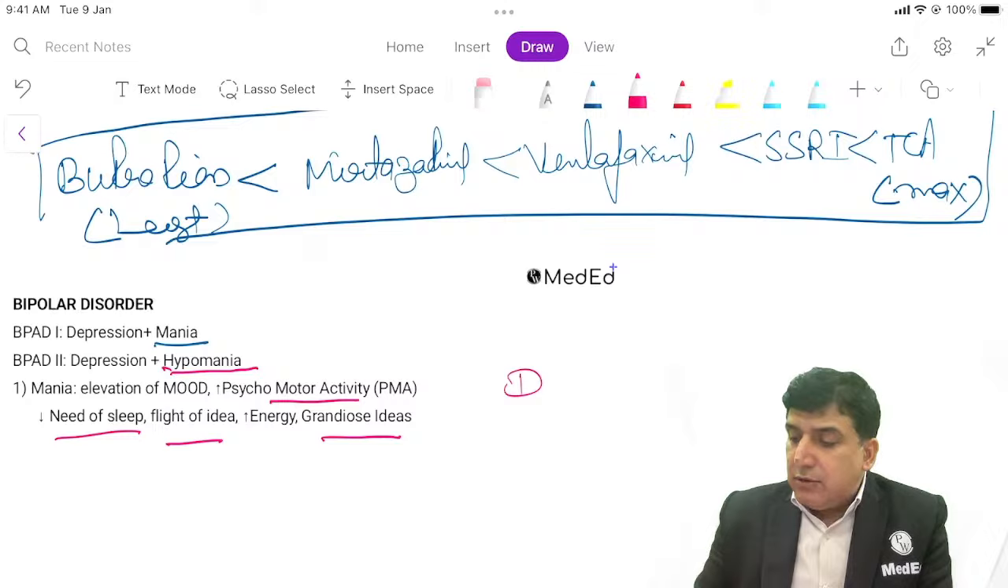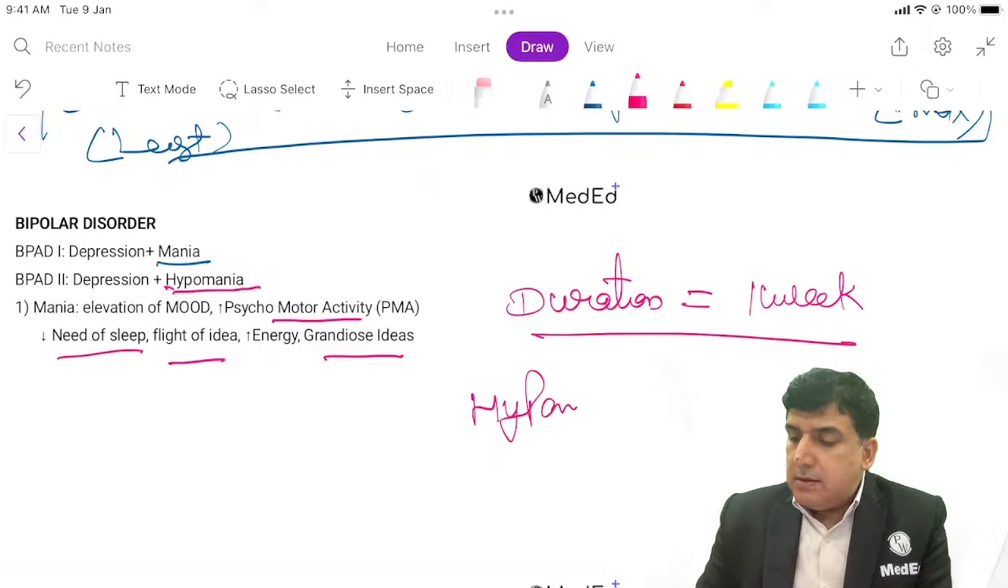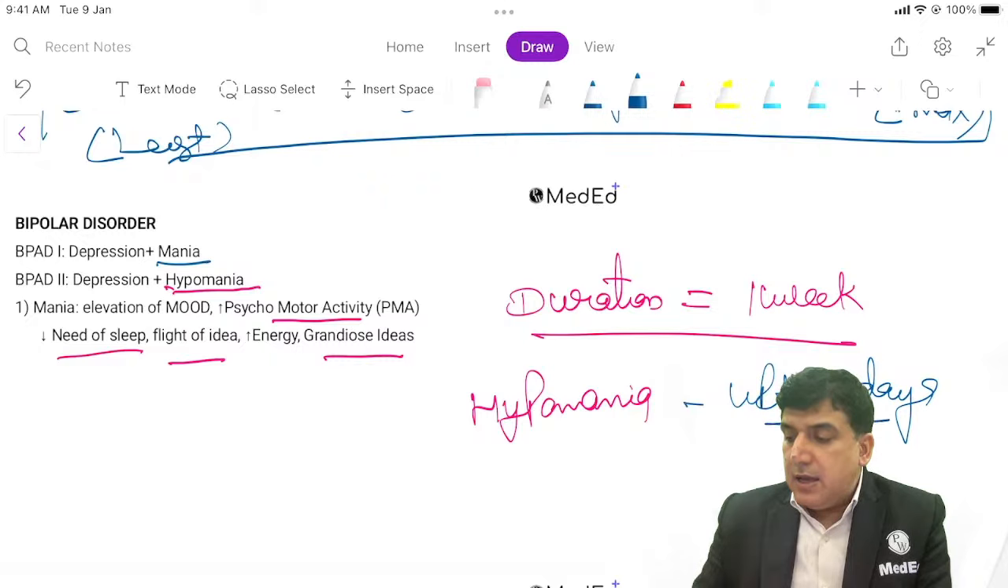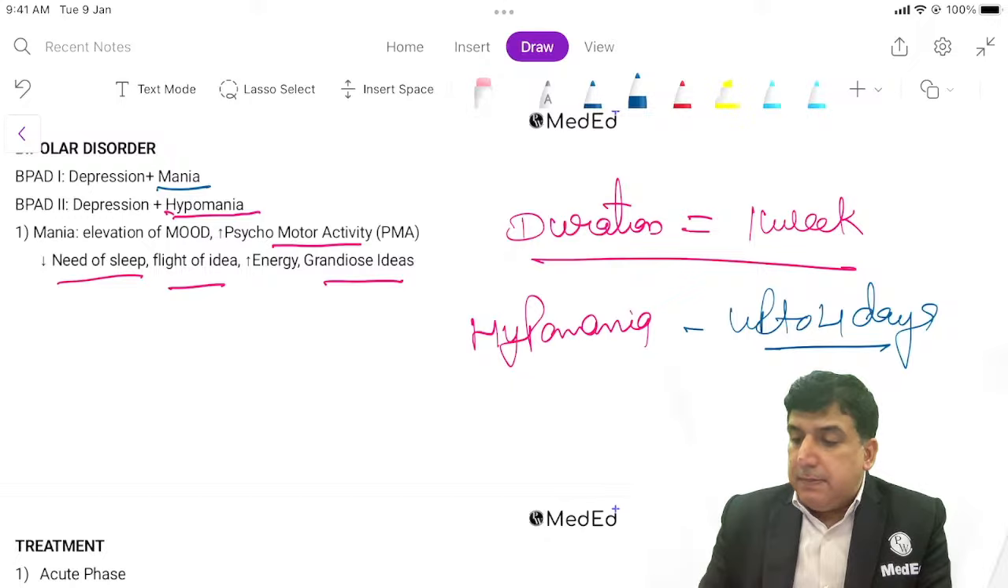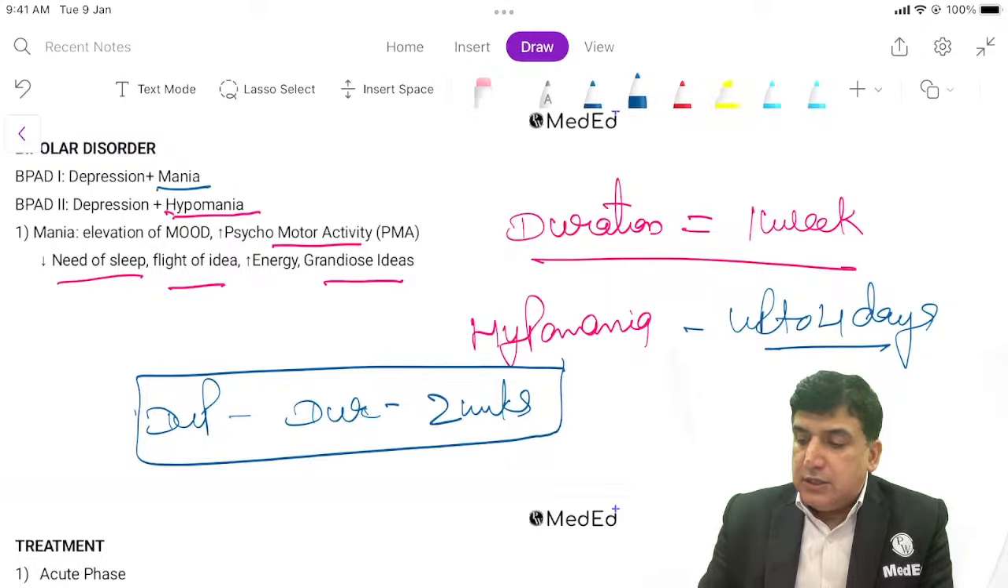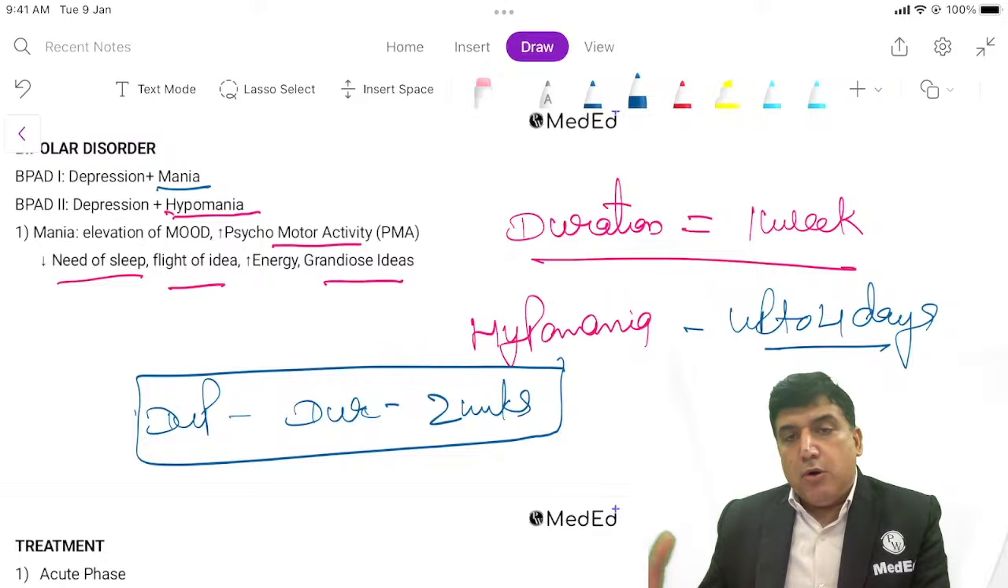For making a diagnosis of mania, the duration we require is at least 1 week. For hypomania, the duration we require is up to 4 days. And for depression, the duration is 2 weeks. So please remember: 1 month or more for schizophrenia, 2 weeks or more for depression, 1 week or more for mania, and up to 4 days for hypomania.